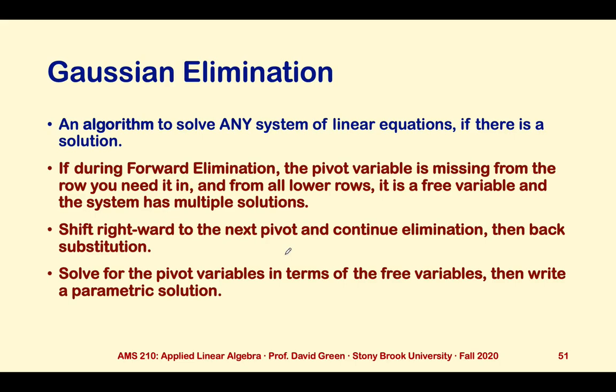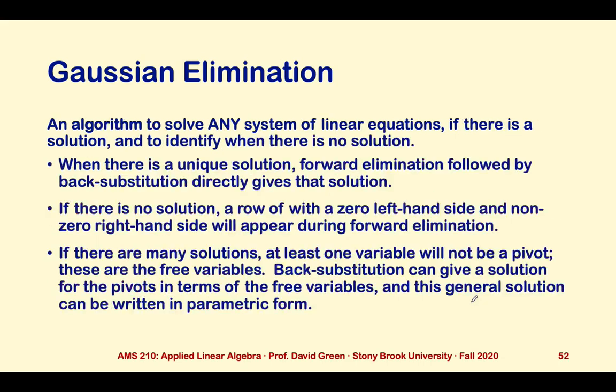If during forward elimination the pivot variable is missing from the row that we need it in, as well as from all of the lower rows, we identify this as a free variable. If we have a free variable, the system has multiple solutions, infinite solutions. That doesn't mean we stop. We simply shift over to the next pivot, continue the process of forward elimination, then apply back substitution where we solve for the pivot variables in terms of the free variables, and then write our parametric solution.